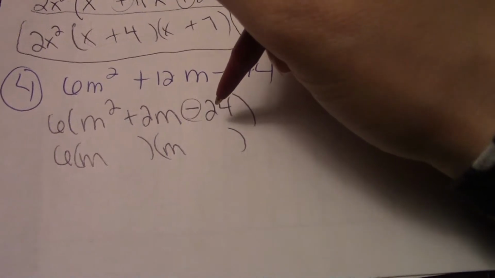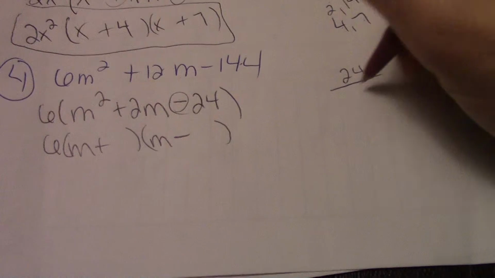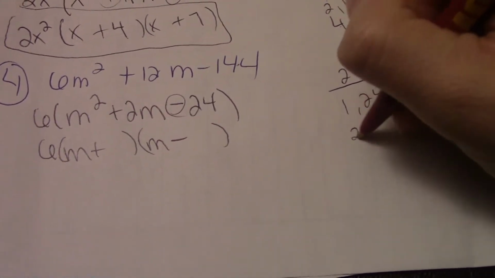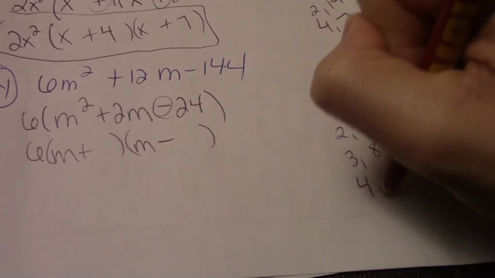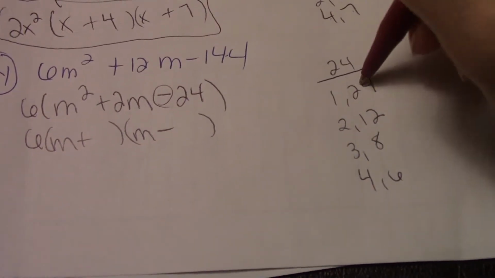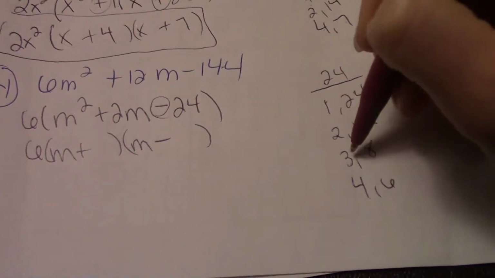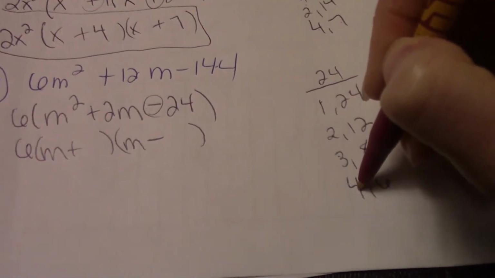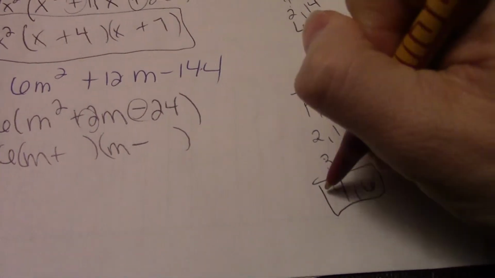This time a minus, remember, means one of each, so a plus and a minus. So 24. 1 and 24, 2 and 12, 3 and 8, 4 and 6, and I believe that is it. So if we're doing one of each, we're basically subtracting. 24 minus 1 is 23, 12 minus 2 is 10, 8 minus 3 is 5, and 6 minus 4 is 2. Oh, we wanted 2, so here we go. And we wanted positive 2. So 6 minus 4.